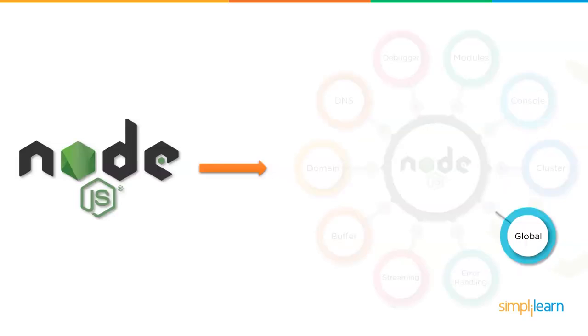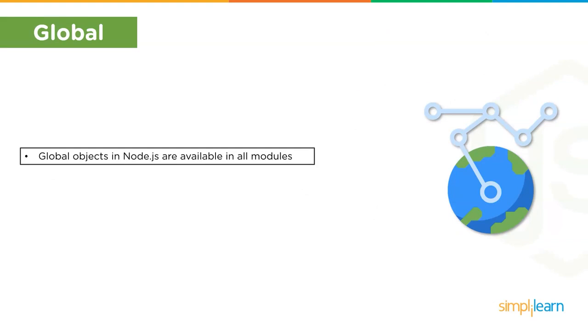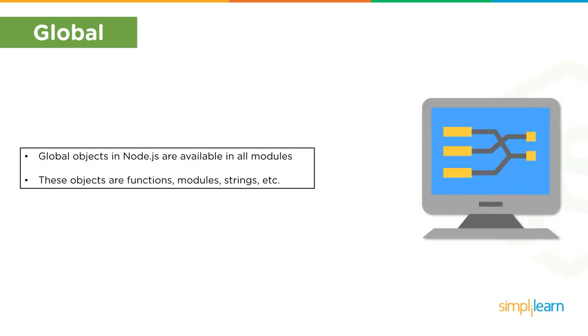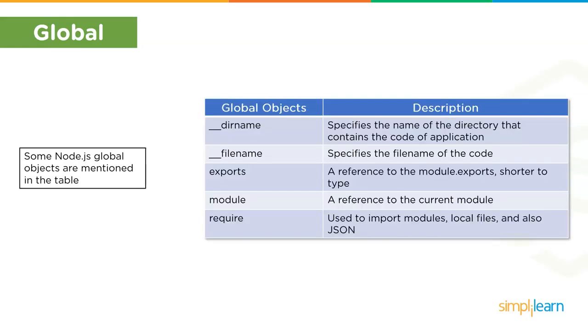The next component is global. Now global objects in Node.js are available in all modules. Now these objects are functions, modules, strings, etc. Some Node.js global objects are mentioned in the table. You have __dirname, that is a directory name, __filename, exports, module, and require.